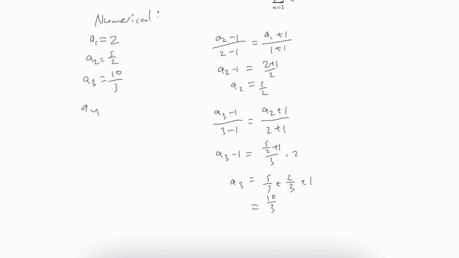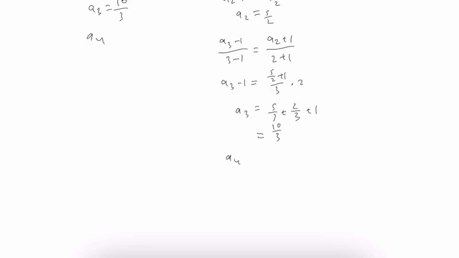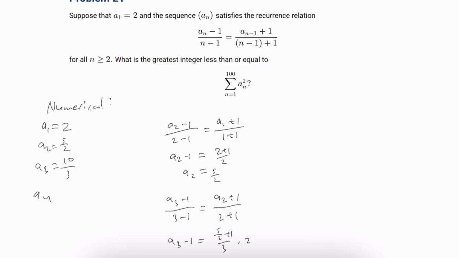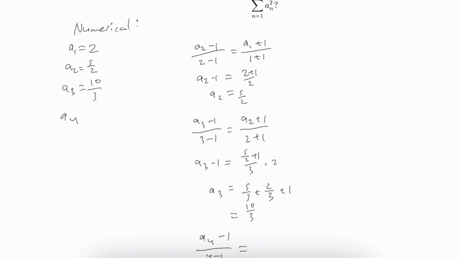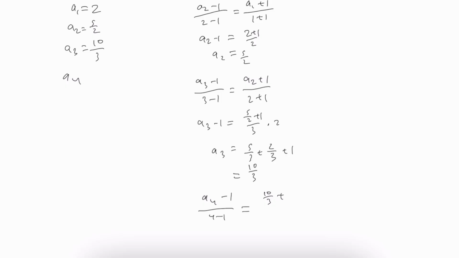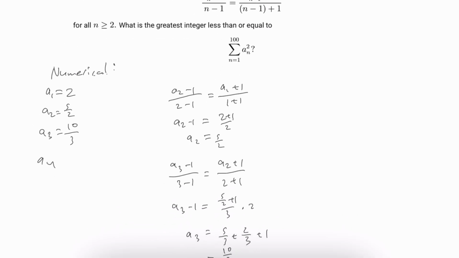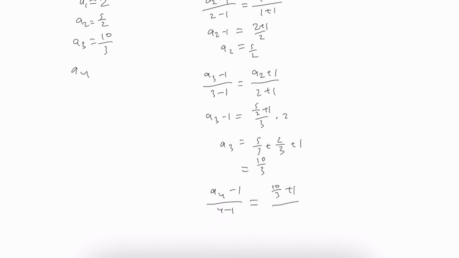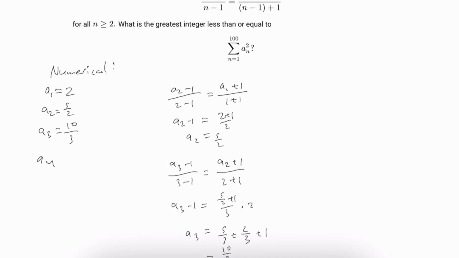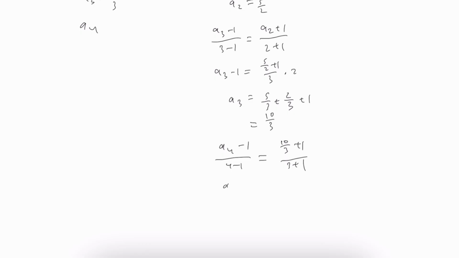Let's do one more. a_4 minus 1 over 4 minus 1 is equal to a_3, just 10 over 3, plus 1 over 3 plus 1. Yep. So a_4 is equal to 13 over 3 times 4 times 3 plus 1, or 17 over 4.